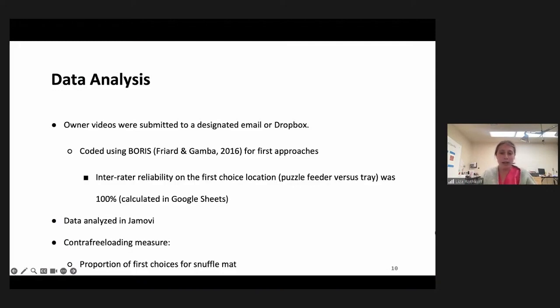So our data was analyzed as follows. First we got owner videos submitted to us through email or Dropbox, and then we coded those videos using Forest, coding for first approaches. So, did the dog approach the tray or the snuffle mat first? We made one measure of eating and sniffing as approach because it was not always clear whether the dogs were eating or sniffing the snuffle mat or the tray. We had an inter-rater reliability on first choice location of the supplement versus the tray of 100%. Our data was analyzed in Jamovi using the contra freeloading measure, the proportion of first choices for the snuffle mat.